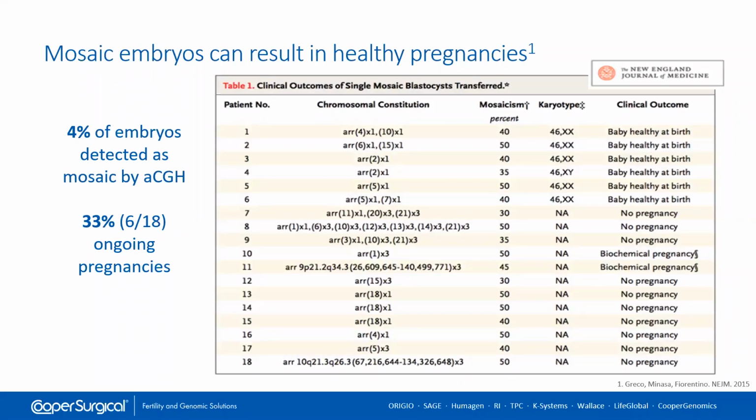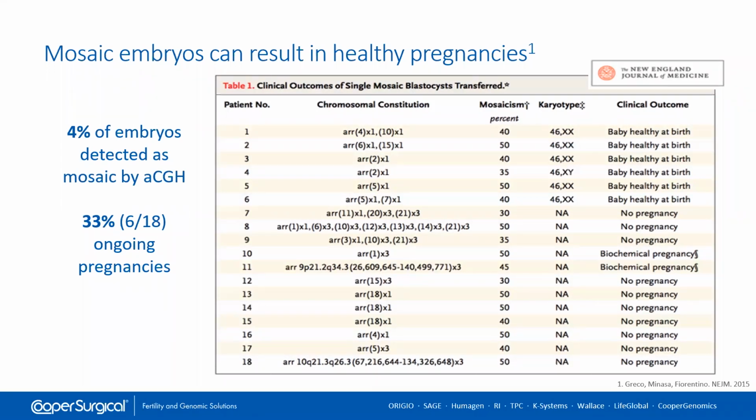So what do we do as a community, as a society, with the non-black and white, the mosaic embryos? This is a study, and really a seminal study published in 2015, where a group started to transfer, under full consent, mosaic embryos as detected by array CGH.